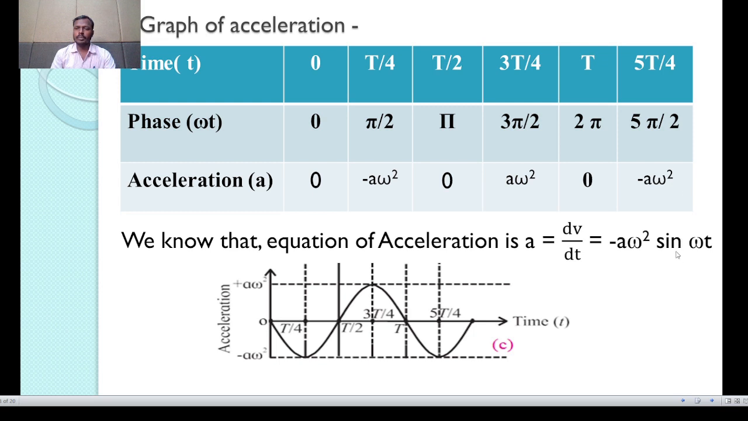Putting the value of the phase, 5 pi divided by 2, we get sin pi by 2, which is 1, multiplied by minus a omega square, that is minus a omega square. Finally we can write a is equal to minus a omega square. So when the time is 5T divided by 4, the acceleration is minus a omega square. Joining all these points, we get the graph of the acceleration when the particle starts from mean position.